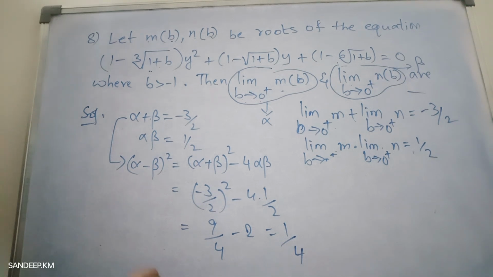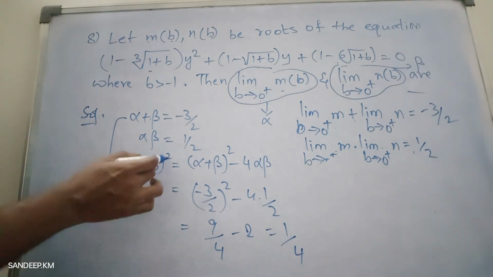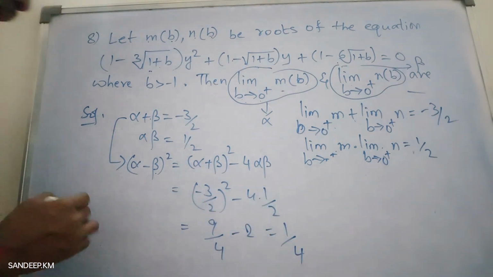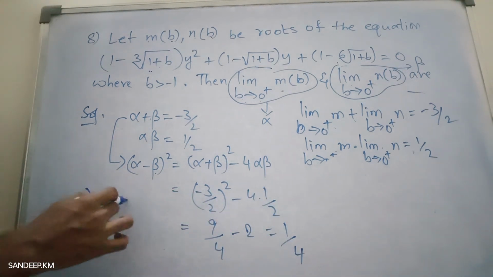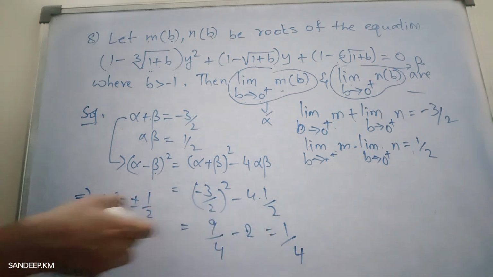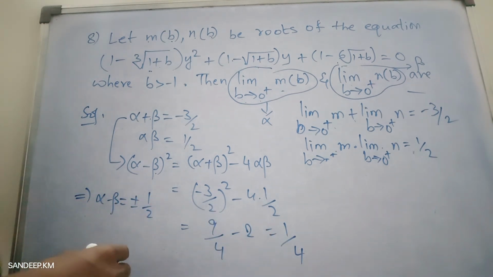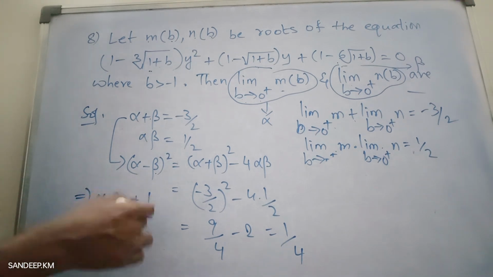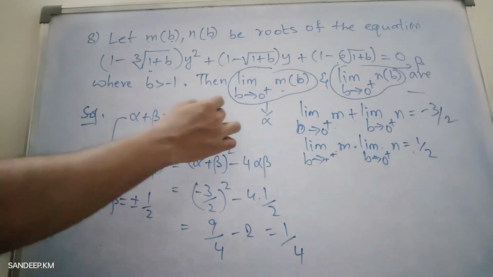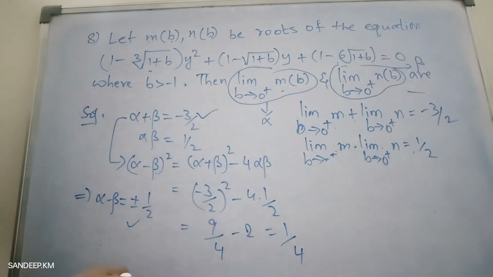Okay, next similarly alpha minus beta whole square is 1 by 4. Then what is alpha minus beta? So then alpha minus beta is root of 1 by 4, plus or minus root of 1 by 4. So plus or minus 1 by 2. So alpha minus beta can be plus 1 by 2 or alpha minus beta can be minus 1 by 2. Let me take alpha minus beta as plus 1 by 2. So now use this and this, you will get the answer, alpha and beta.